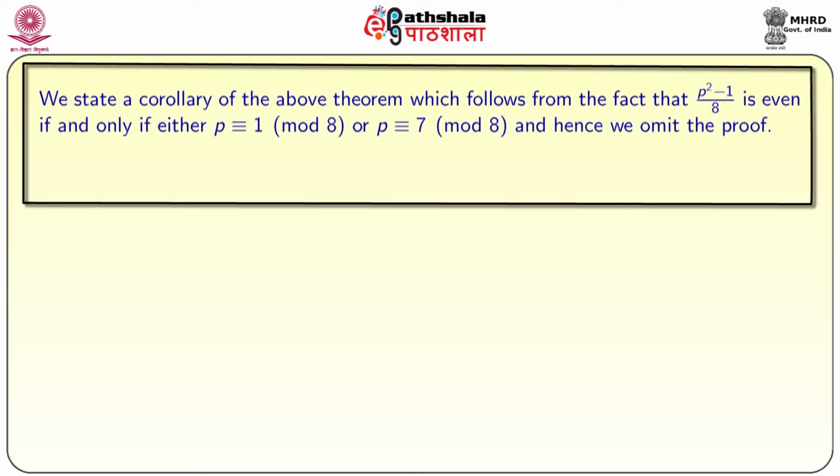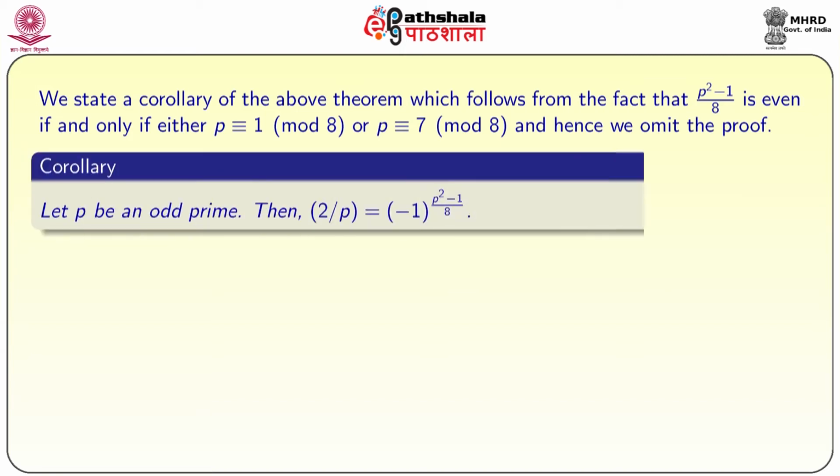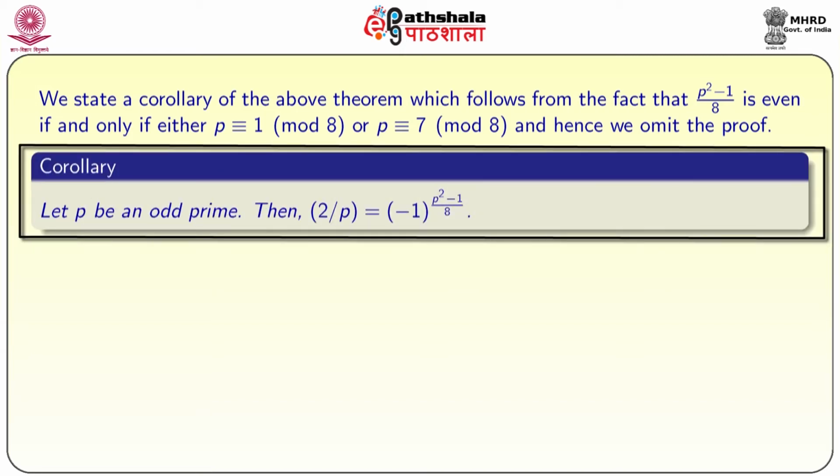So, we state a corollary of the above theorem, which follows from the fact that (p^2-1)/8 is even if and only if p is congruent to 1 mod 8 or p is congruent to 7 mod 8. Hence, we omit the proof. So, the corollary says that if p is an odd prime, then (2/p) is equal to (-1)^((p^2-1)/8). So, this is a nice interpretation for (2/p).